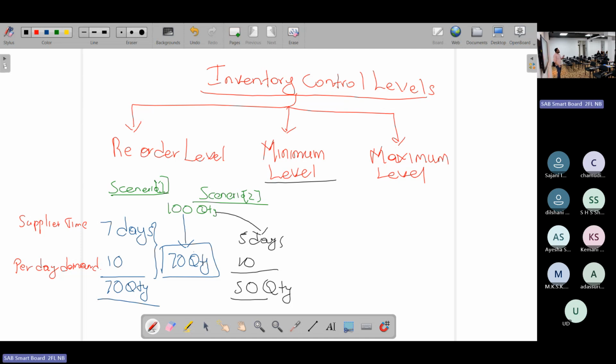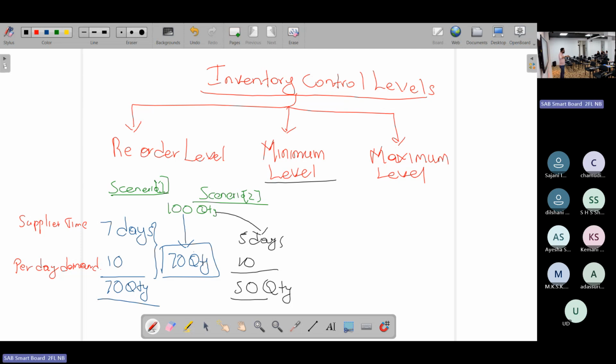Okay, fine. Let's assume you have only 30 quantities. Then the demand for 20 quantities you won't be able to fulfill. For the last 2 days you can't run your business. So in this minimum level concept, 50 is the minimum level. At any given point of time, you should keep 50 quantities in your store. Then only you can run your business smoothly. In other terms, we can say minimum level is an alert to the organization. What is the alert given to the organization?